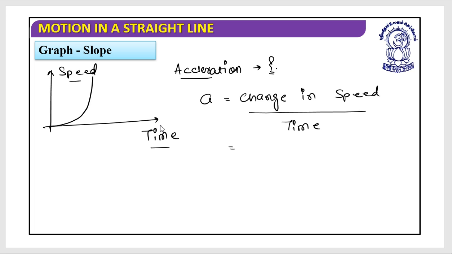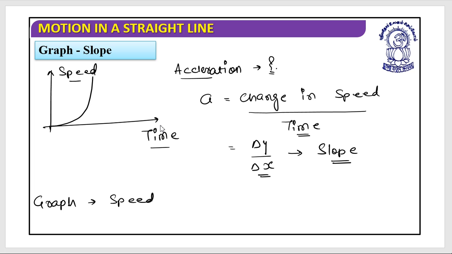Now what is change in speed? Can you write it is a change in the y-axis? What is change in time? It is a delta x. Yes. So for acceleration, I need to find out the slope only. So what we came to know is that if graph is of speed versus time, then slope of the graph is acceleration.